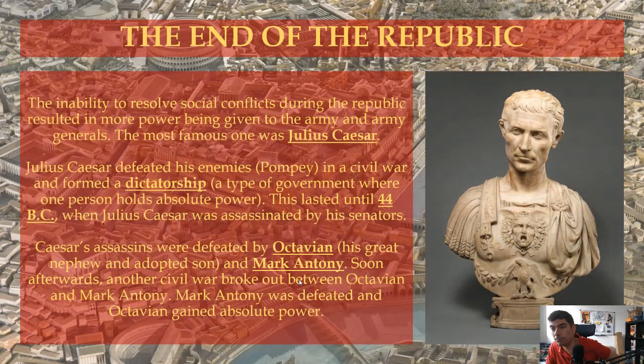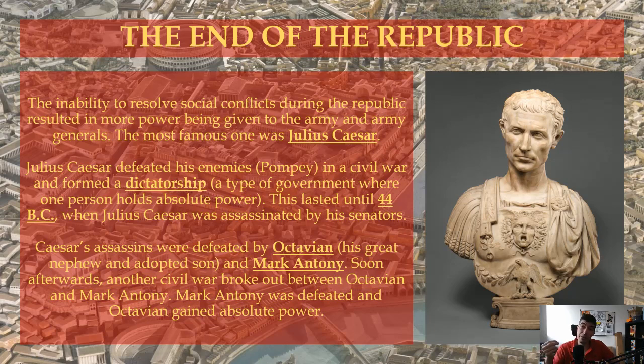So, how did the Republic end? Because of the inability of this Republic to resolve these social conflicts. And as a result, more and more power was held by the generals, by the consuls and later the proconsuls and so on. The most famous military leader is Julius Caesar. Cayo Julio César es Dios. And he went into a civil war. He defeated his enemies, mainly Pompey the Great, Pompeius Magnus, and formed a dictatorship.